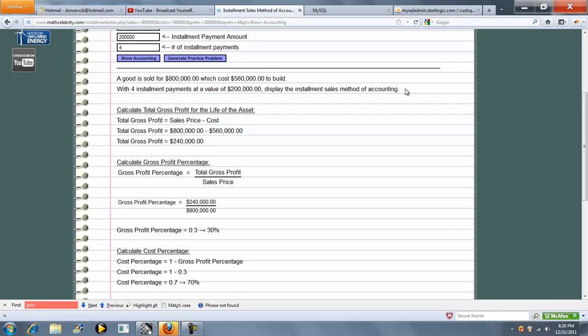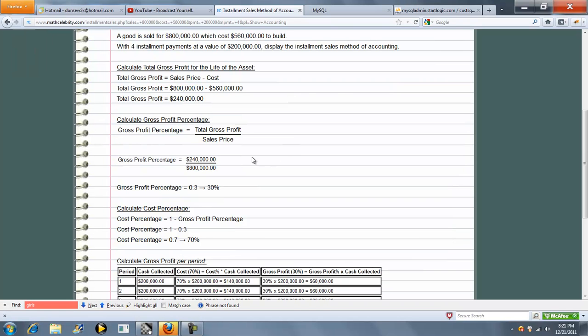And so we summarize your problem here. A good is sold for 800 grand, which costs 560K, with four installment payments at a value of 200K. Display the installment sales method of accounting. So the first thing we do is calculate total gross profit for the life of the asset. The next we do is gross profit percentage.